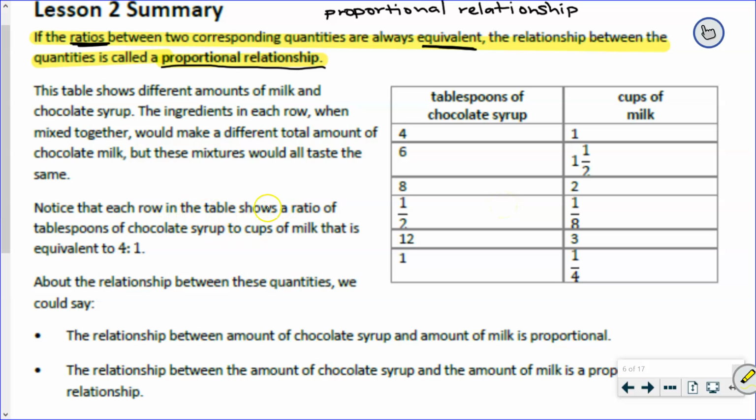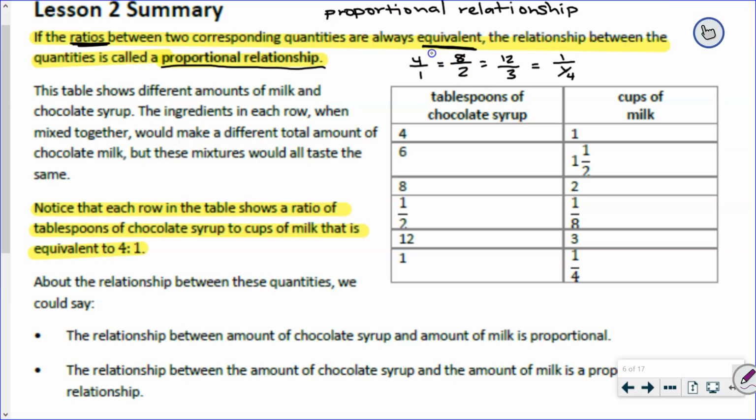Notice that each row in the table shows a ratio of tablespoons to chocolate syrup that is equivalent to 4:1. All that that's saying is we can simplify each of those ratios to 4:1. Let me actually show the work for that. We have 4:1, and that's the same as, I'm going to skip this one for right now, that's the same as 8:2. That's the same as 12:3. It's even the same as 1:1/4. All of these are equivalent ratios.